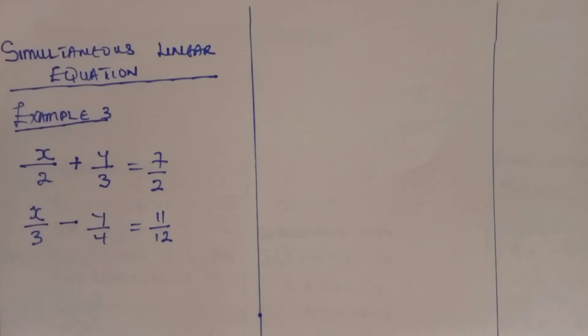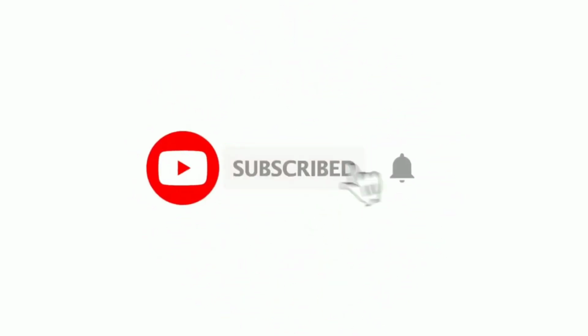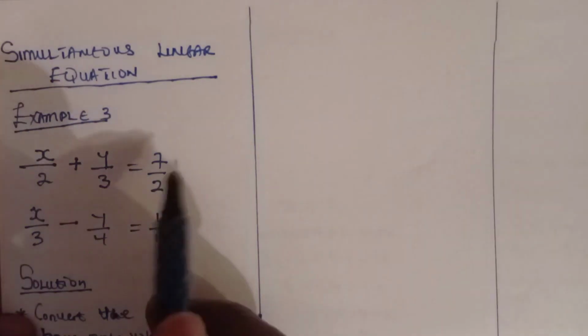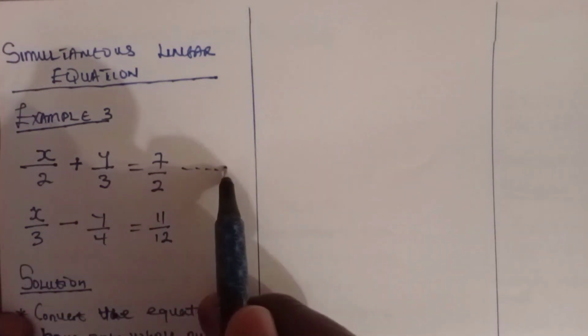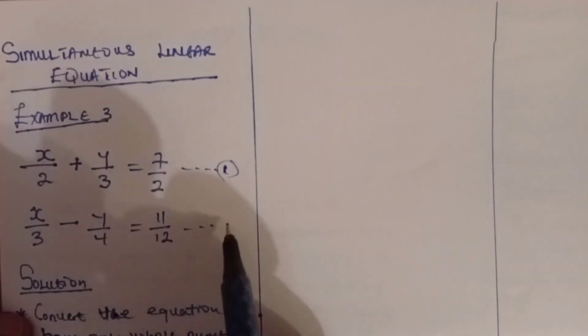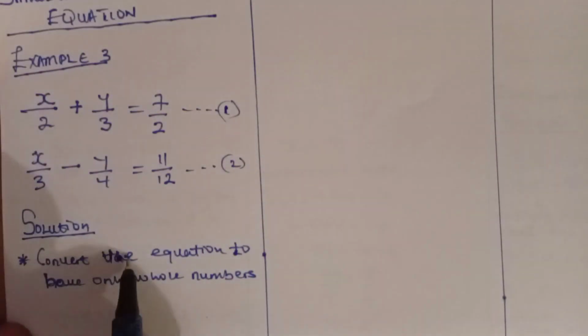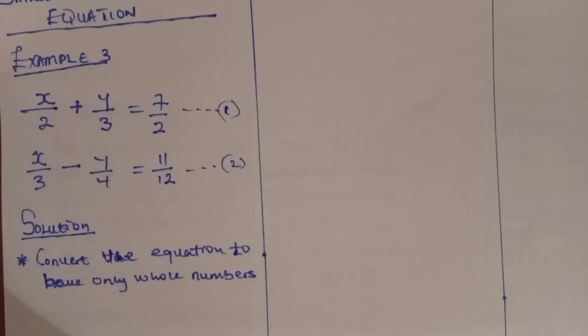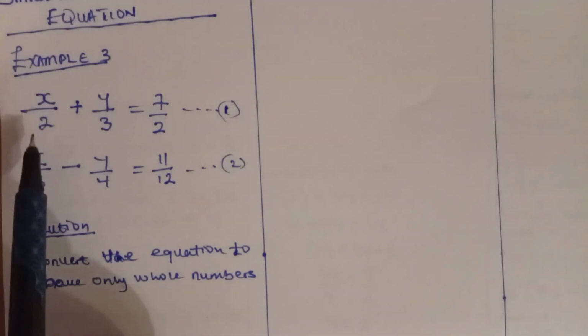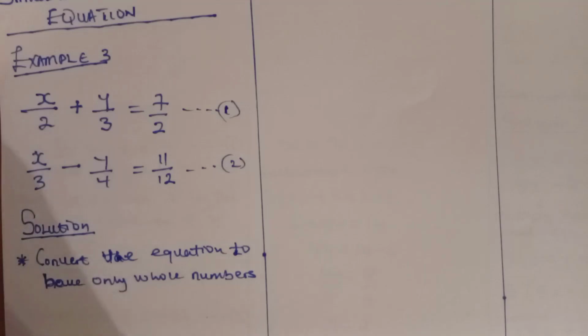So let's see how we can provide a solution to this example. We can take this as equation 1 and this as equation 2, and the first thing we want to do is convert the equations to have only whole numbers. So we don't want fractions as coefficients nor fractions on the right hand side.